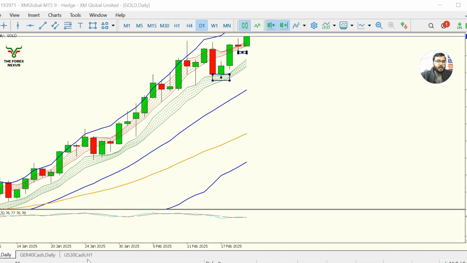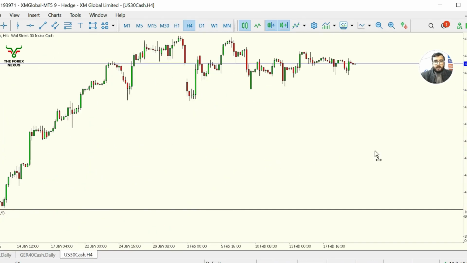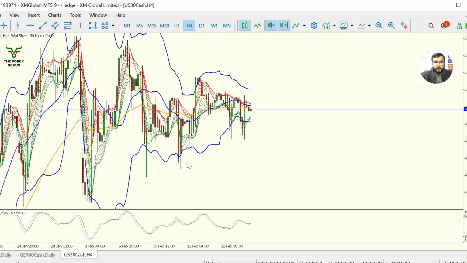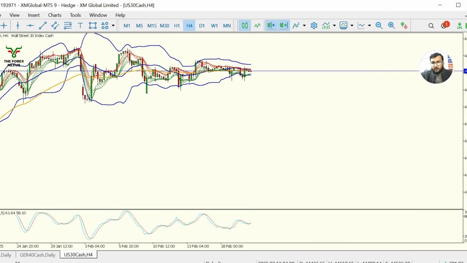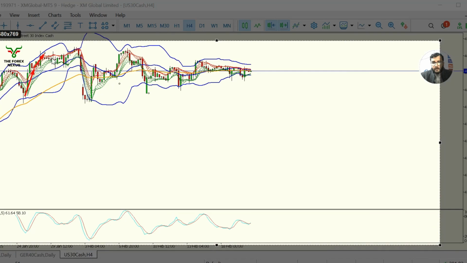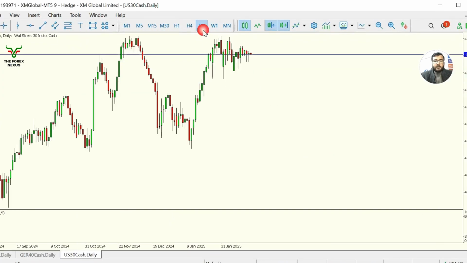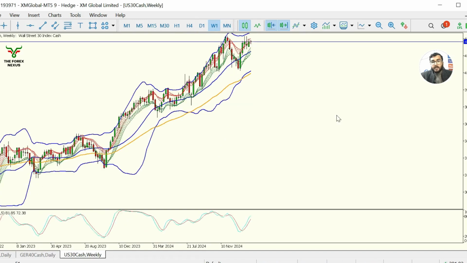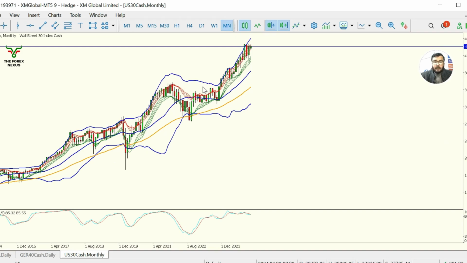Now let's move to US 30. If we look closely at US 30, it's ranging for the last couple of days. That's why the scenario is not clear. But on the daily, weekly and monthly time frames, it's clear, showing upside momentum.